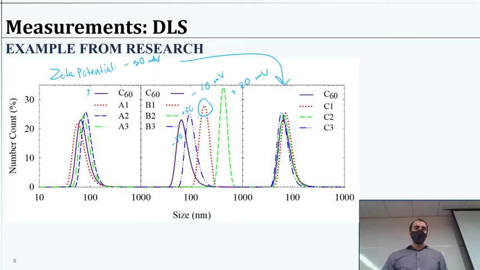In practice, I did get this distribution here, but it was not repeatable because it was not stable. So I'd have to sonicate it, prepare it afresh, and measure it right then, and then I could get something out of it.